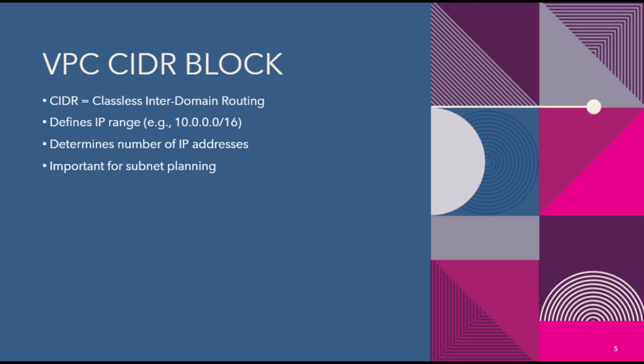VPC CIDR block. CIDR block defines the IP address range of the VPC. For example, 10.0.0.0/16 gives around 65,000 IP addresses. Proper CIDR planning is very important because it affects subnet design and future scalability.